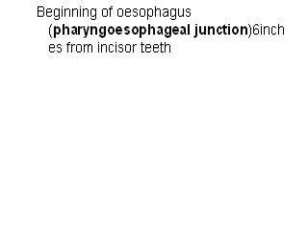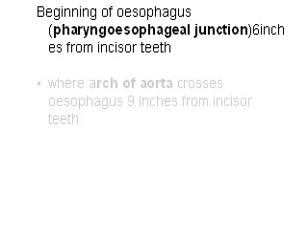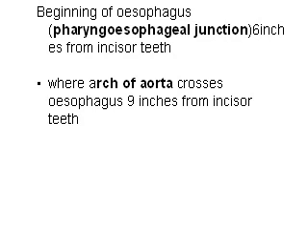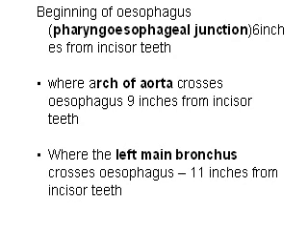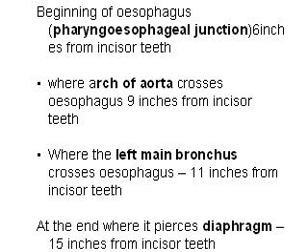There is another description of the constrictions of the esophagus. Number 1, beginning of esophagus, which is at the pharyngoesophageal junction, 6 inches from the incisor teeth; where the arch of aorta crosses the esophagus, 9 inches from the incisor teeth; where the left main bronchus crosses the esophagus, 11 inches from the incisor teeth; and at the end where it pierces the diaphragm, 15 inches from the incisor teeth.